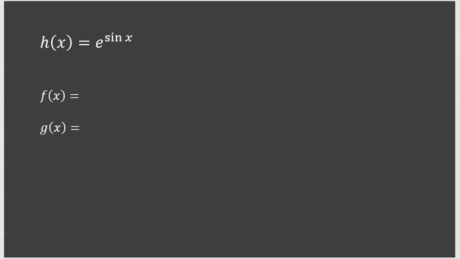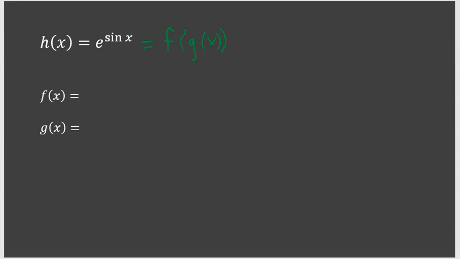h of x is e raised to the power sine of x. Now, this is a composition of two functions. I can say that this thing right here is of the form f of g of x. So what I want to know is, what are these functions, f of x and g of x? What are these things that are making up my composition? f of x is the outside function. g of x is my inside function here.